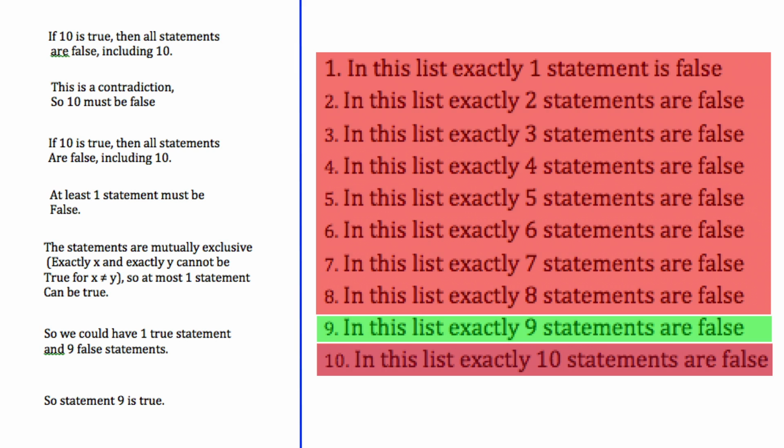This corresponds to the claim of statement 9. If statements 1 through 8 and 10 are false, and statement 9 is true, that actually works out logically. So that's our answer. Statement 9 is true, and statements 1 through 8 and statement 10 are false. We have 9 false statements and 1 true statement.